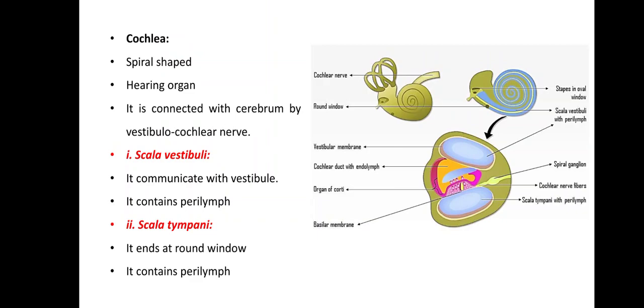Okay, so these three chambers are basically divided by two important membranes. What are those membranes? The scala vestibuli, the uppermost chamber, and the middle one, scala media, are divided by one membrane which is known as Reissner's membrane, while the scala media, the middle one, and the lowermost chamber, which is known as the scala tympani, are divided by the basilar membrane.